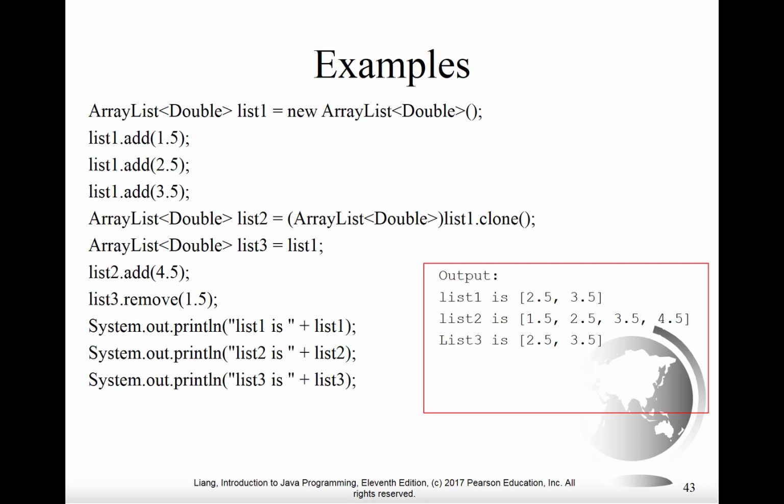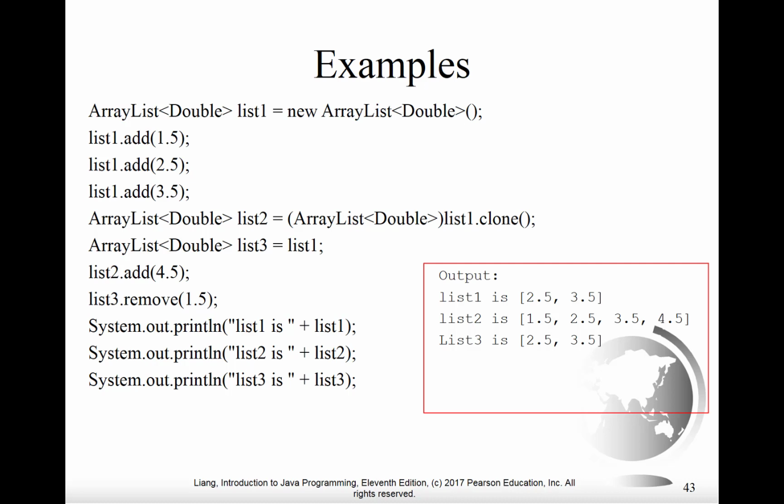Now we've got an example here where we're doing some cloning. We have an ArrayList called list1, and it contains a number of doubles. So we've added to the list in order the double 1.5 and then 2.5 and then 3.5. So there are 3 elements in our ArrayList, and the list is called list1.